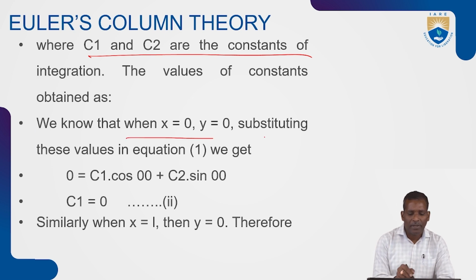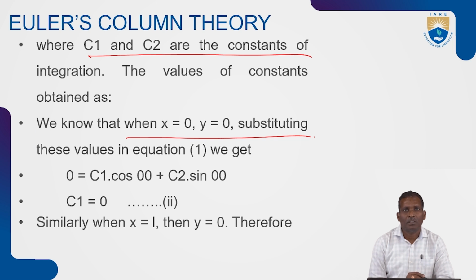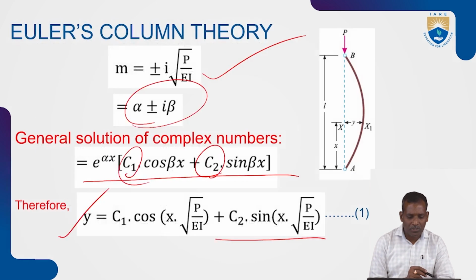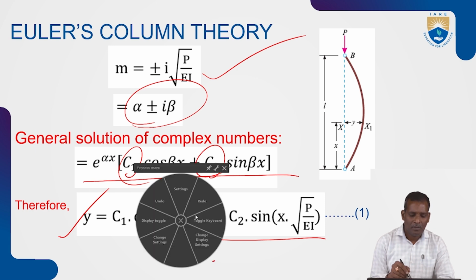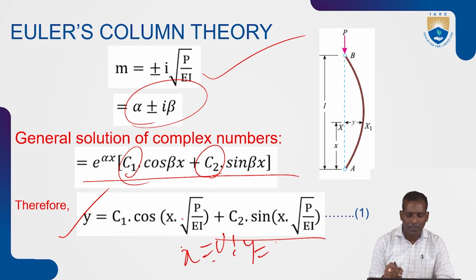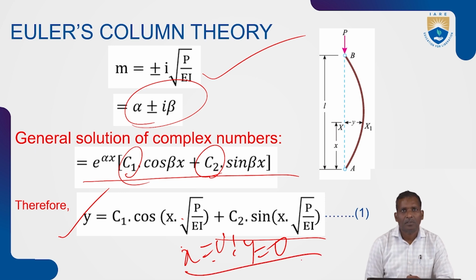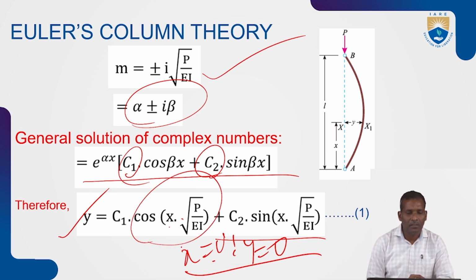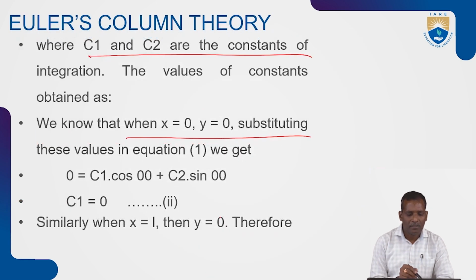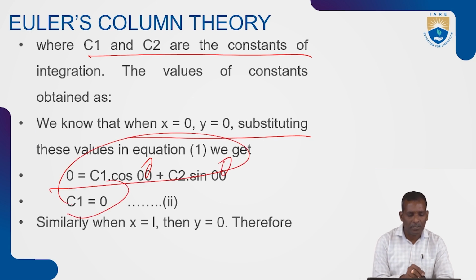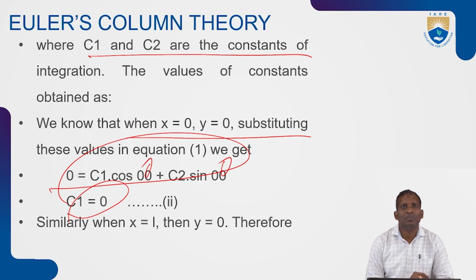We know that when x is equal to 0, y is equal to 0, so the values are substituted. When x is equal to 0, the entire term is converted into cos 0 and sin 0. So here cos 0 degrees and sin 0 degrees. Now cos 0 is 1, so C1 is equal to 0.